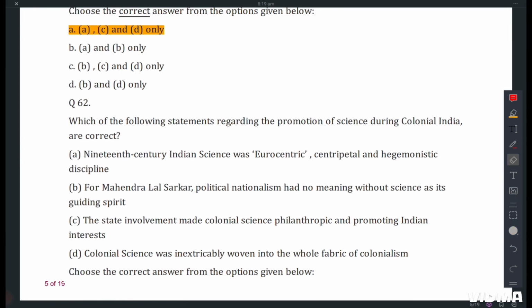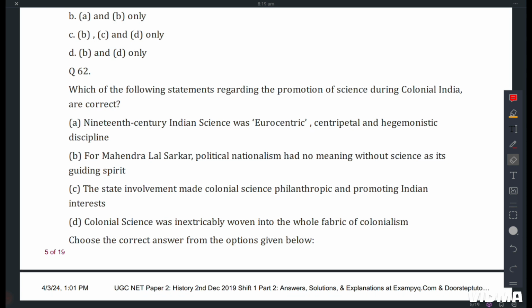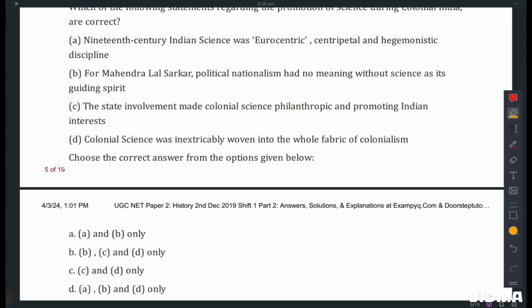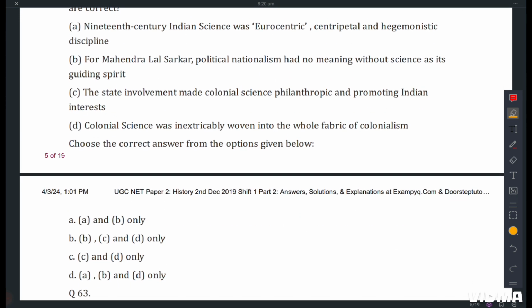Question number 62. Which of the following statements regarding the promotion of science during colonial India are correct? 19th century Indian science was Eurocentric, centripetal, and hegemonistic discipline. For Mahendralal Sarkar, political nationalism had no meaning without science as its guiding spirit. The state involvement made colonial science philanthropic and promoting Indian interest. Colonial science was inextricably woven into the fabric of colonism. Choose the correct answer.